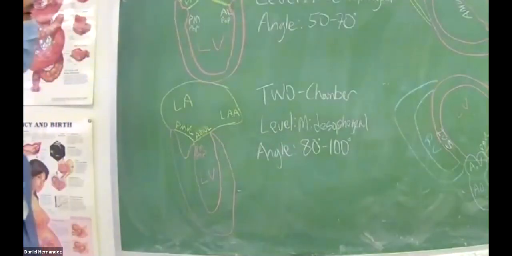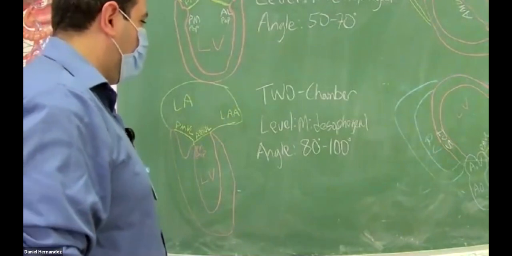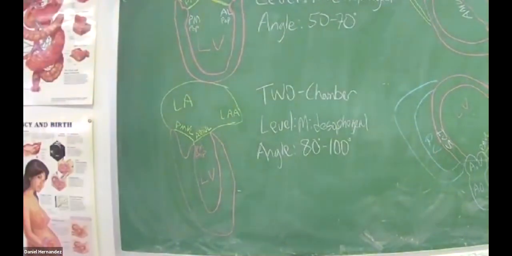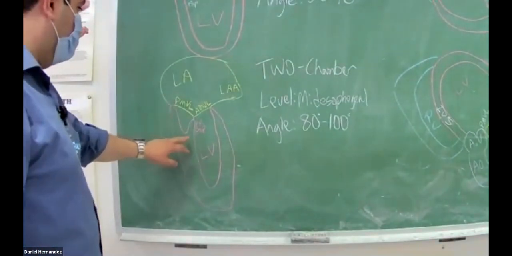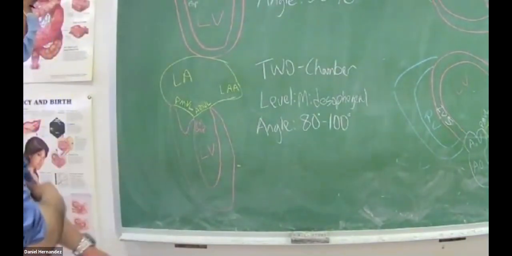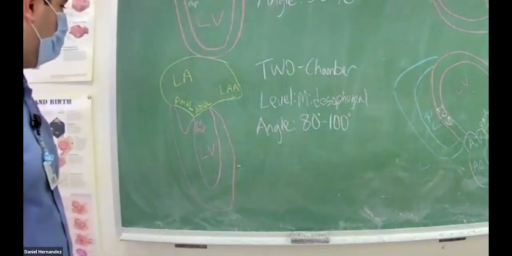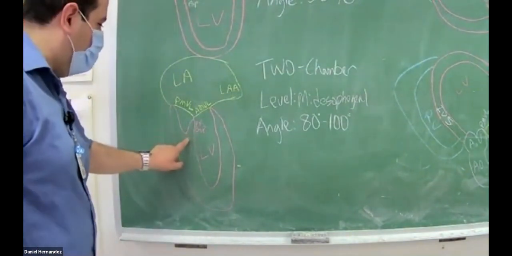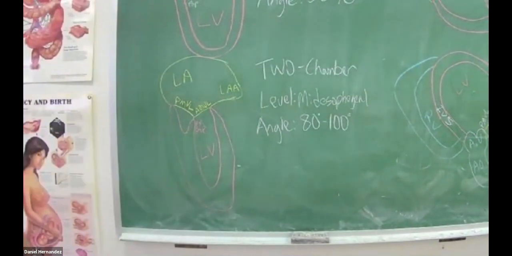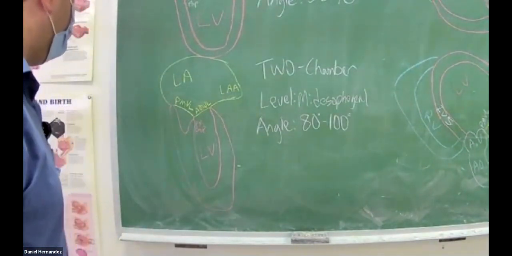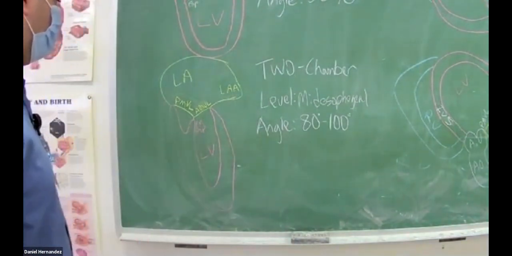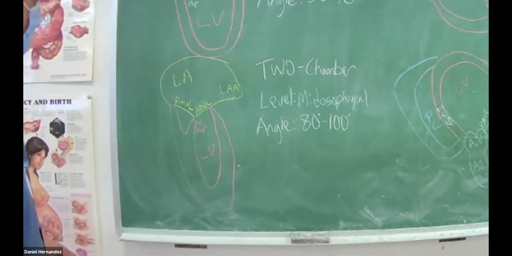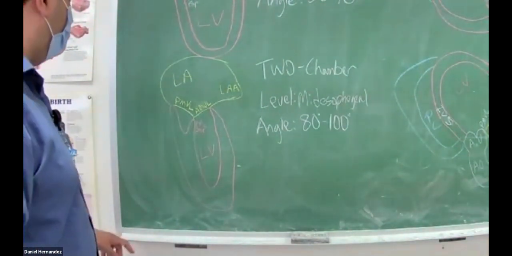Again, this is another mid-esophageal level view for our two-chamber. With this one, we get a very good view of our posterior medial papillary muscle. That's also important because this is the one that will tend to rupture more often. So if we have any concern for papillary muscle rupture, this two-chamber view at the mid-esophageal level will give us a good view of that.